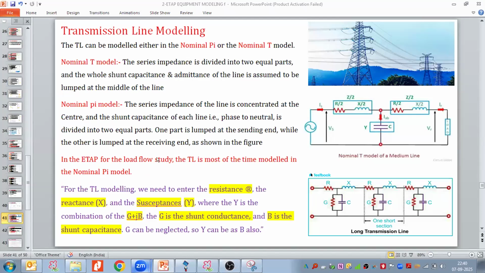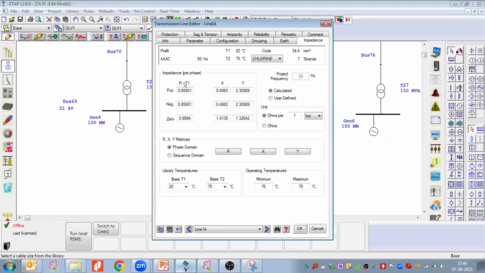In ETAP for the load flow study, the transmission line is most of the time modeled in the nominal pi model. For the transmission line modeling, we need to enter the resistance R here. We have two resistances: R at temperature T1 and R at temperature T2, because when the conductor temperature increases, the conductor resistance also increases.